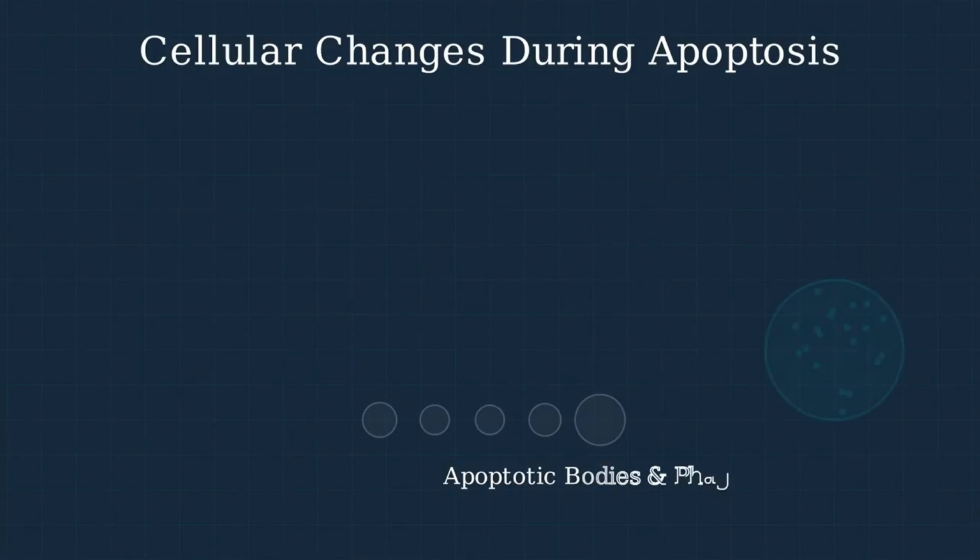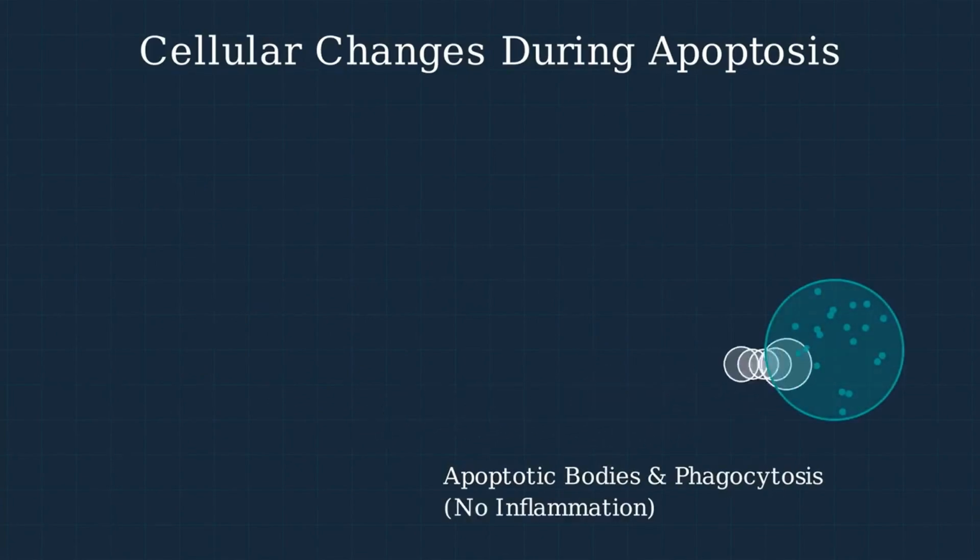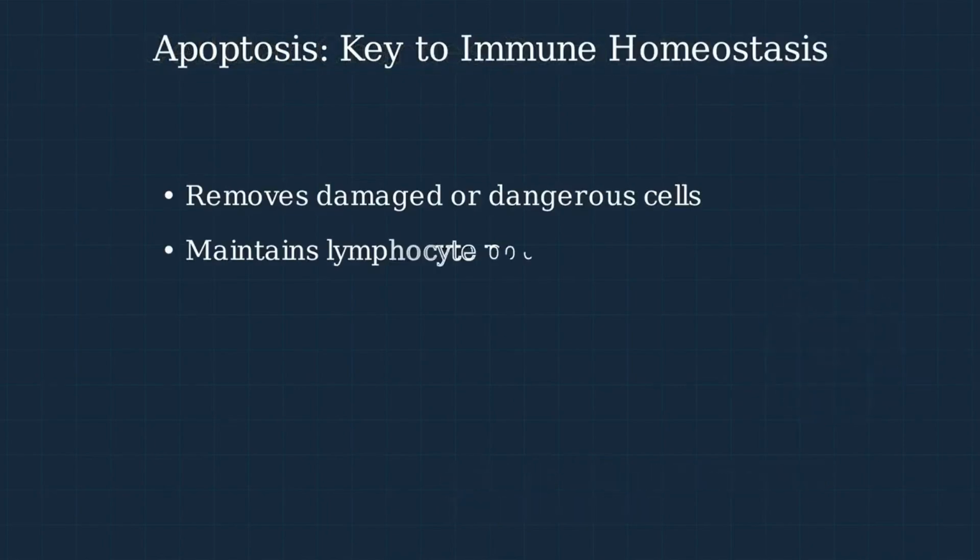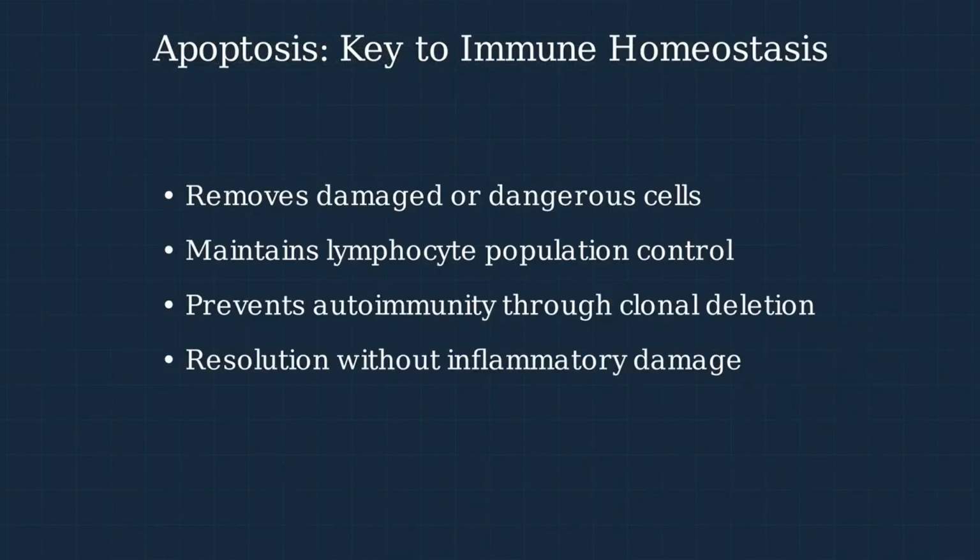Finally, the cell breaks apart into apoptotic bodies, which are phagocytosed by immune cells without triggering inflammation. Apoptosis is crucial for immune system function, helping maintain cellular homeostasis and preventing autoimmunity.